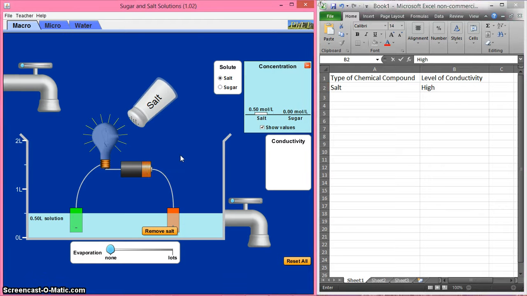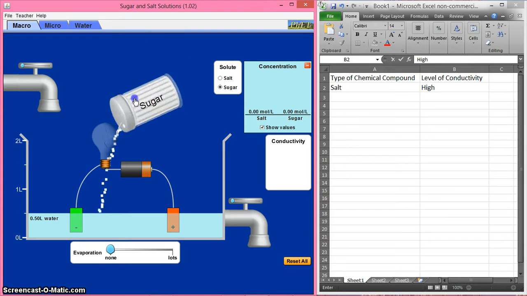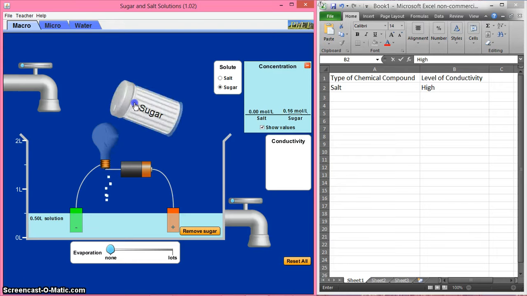Now do the same process with the sugar. Firstly, remove the salt. In the solute box, tick the sugar box. Add 0.5 molecules per litre of sugar into the water. Measure this by looking at the concentration box and waiting until the sugar bar reaches 0.50 molecules per litre.